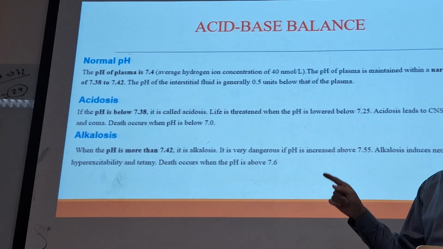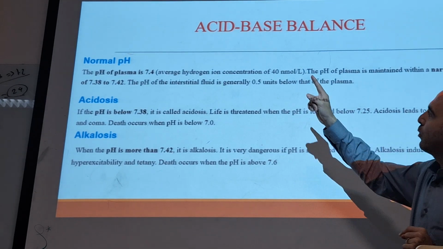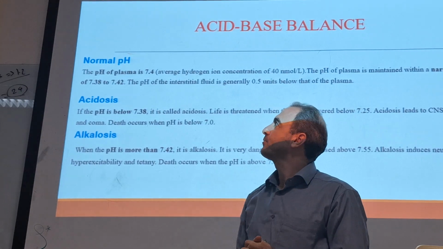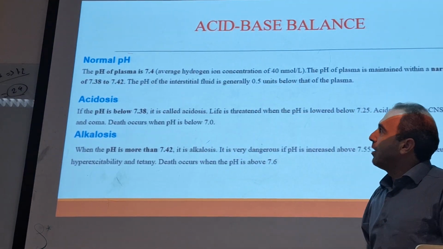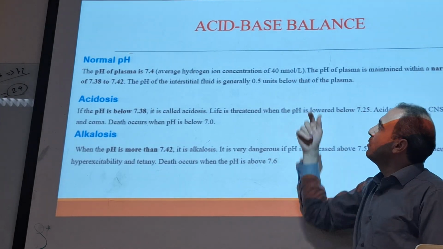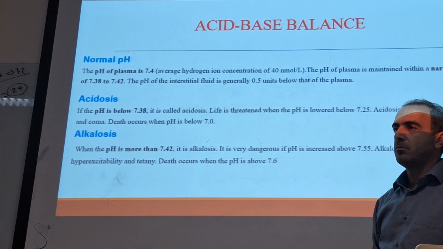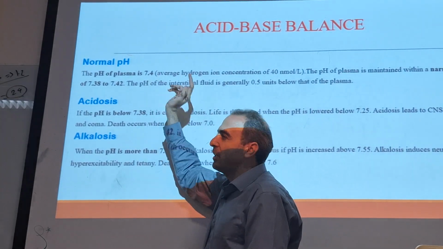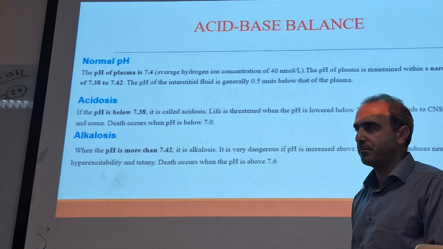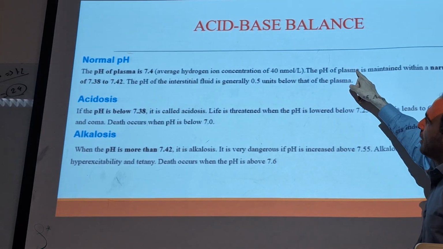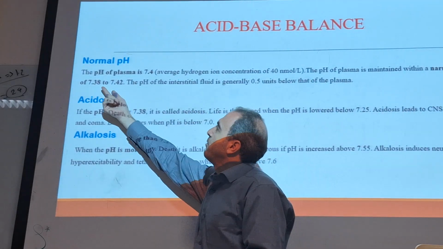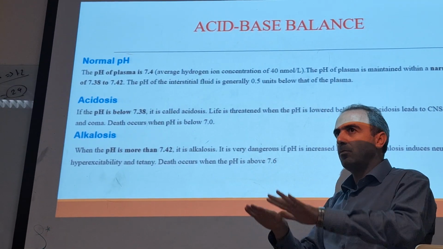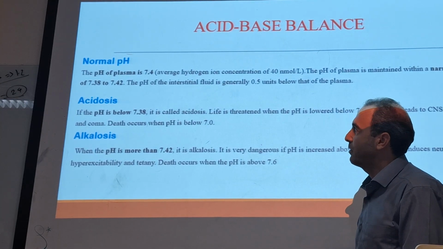So, related to the numbers you ask, the normal pH is 7.4. You should know that. And the hydrogen ion concentration is equal to 40 nanomole when pH is 7.4. But routinely we use pH instead of hydrogen concentration. The pH can actually be from 7.38 to 7.42, but routinely it is 7.4.